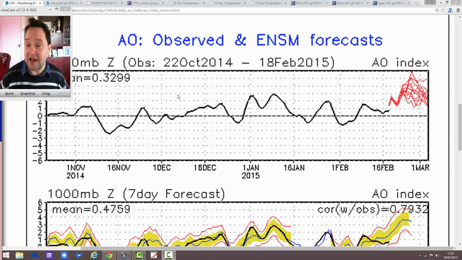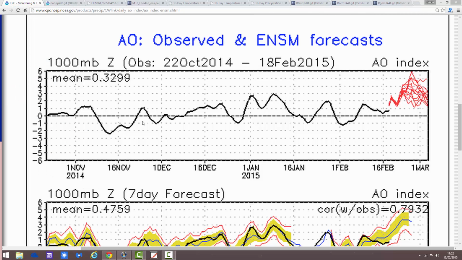So let's start off with the observed and forecast Arctic Oscillation chart. Just to explain about the Arctic Oscillation, it's an index that really reflects the state of the atmosphere over the North Pole. It's not driving the pattern, it's not driving anything. It's an index that reflects the state of the situation over the Arctic. And the North Atlantic Oscillation is very similar. I'll show you the North Atlantic chart in a moment, and again that is a reflection of the state of the atmosphere rather than a driver of the atmosphere.